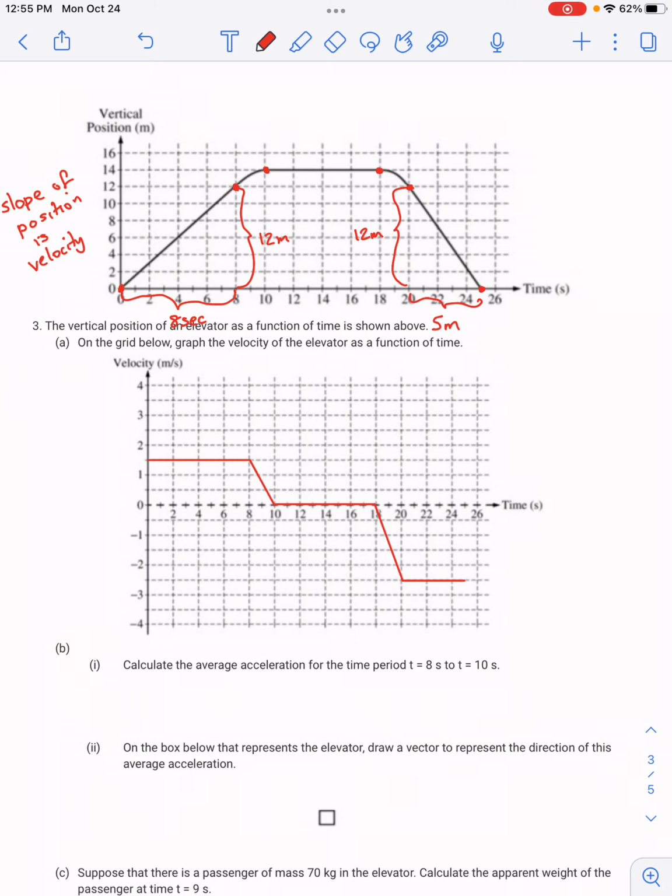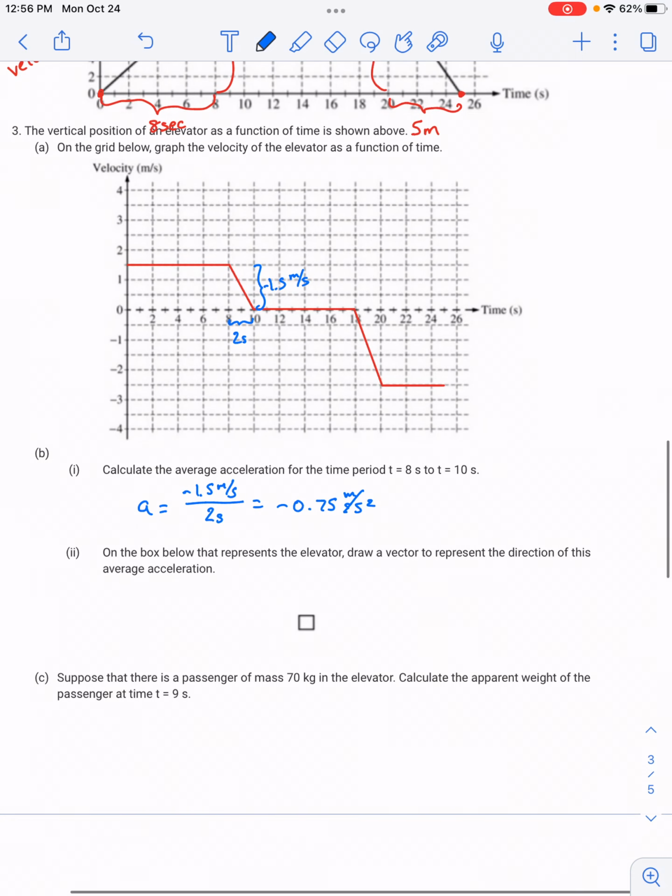You calculate the average acceleration from 8 seconds to 10 seconds. Basically, we just want to find the slope of this second graph, right? So from 8 to 10 seconds, the change here is 1.5, or rather, negative 1.5 meters per second over a span of 2 seconds. So the slope, the acceleration, would then be negative 1.5 meters per second divided by 2 seconds, which would be negative 0.75 meters per second squared. I'm going to show the acceleration for this. Since the elevator has a negative acceleration like this, we would draw the acceleration downwards like this, right?